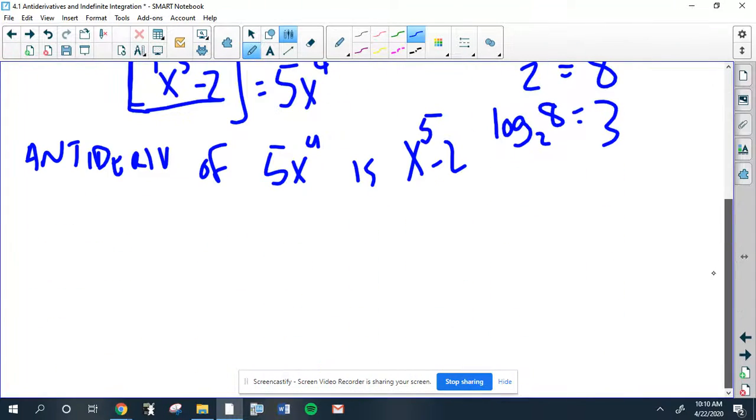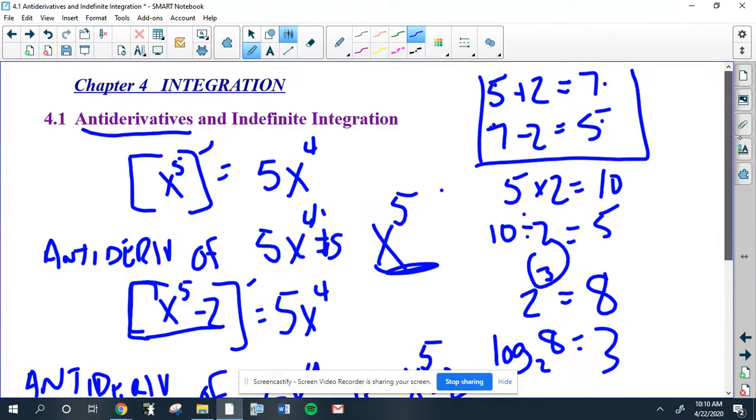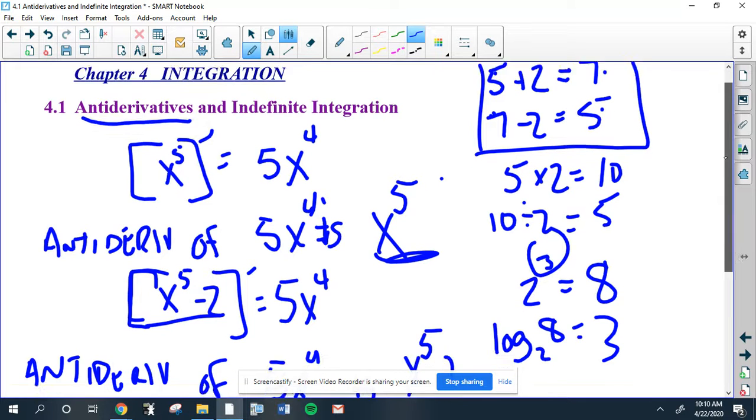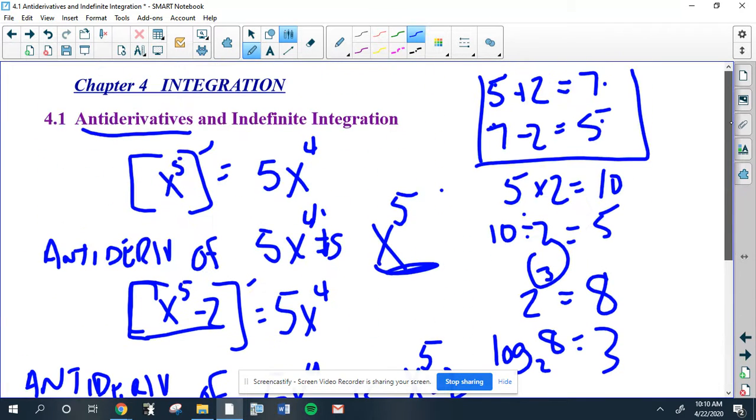And I'm going to kind of piece this up into a few videos. The next video that you should watch here is how we're going to represent antiderivatives. And then we're going to learn a nice formula for it.